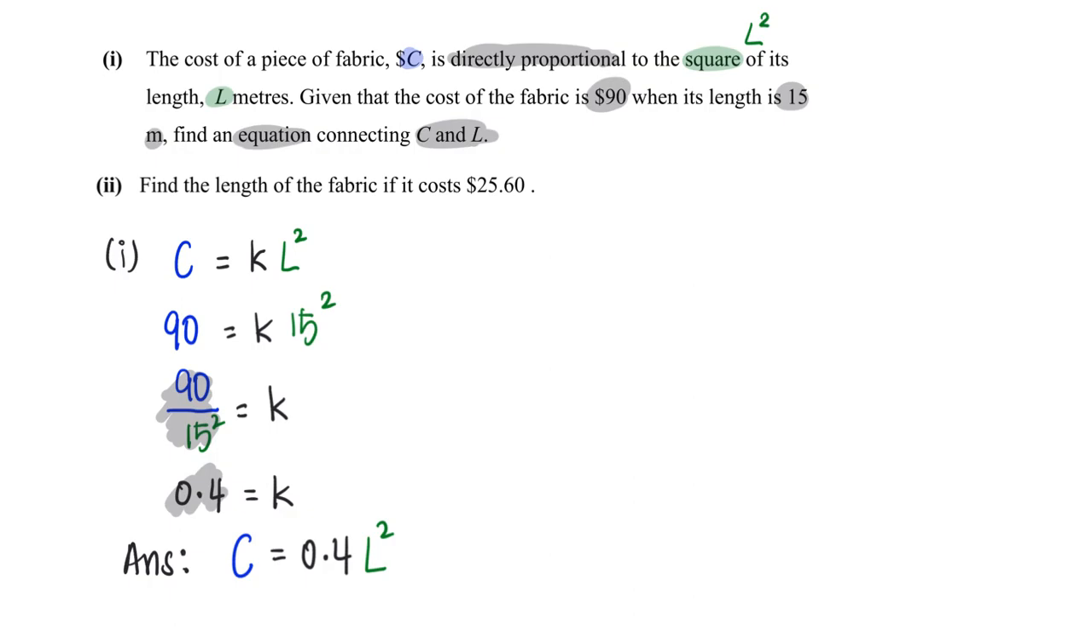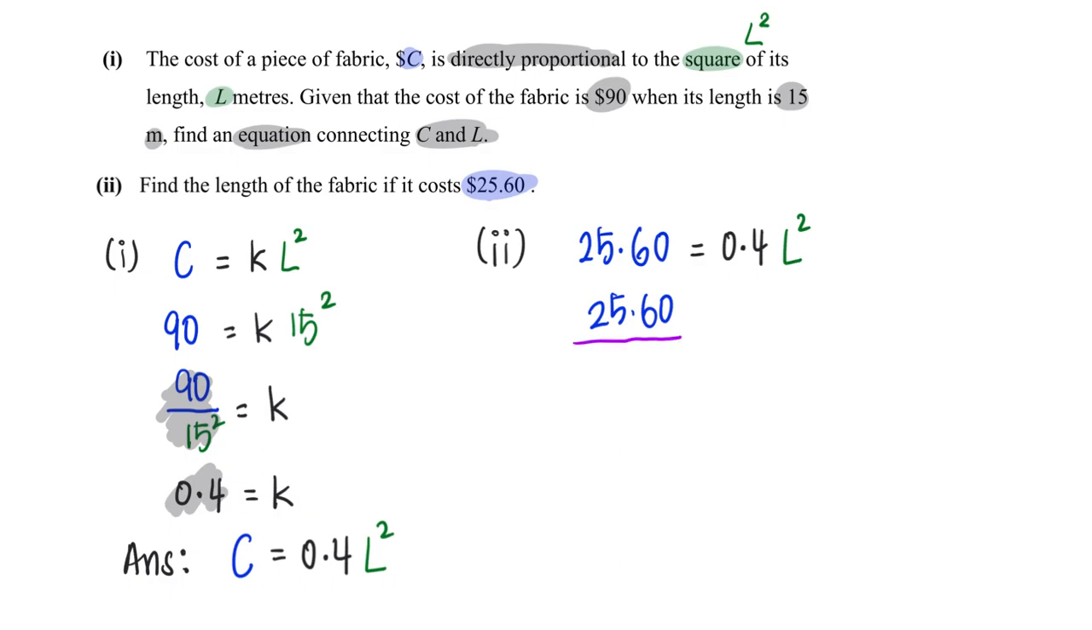And for part 2, find the length when the cost is $25.60. This means that the C, I'm going to rewrite it as $25.60. This is going to be equals to 0.4 times my L square. So from here I can gather that my 25.60, I'm going to divide by 0.4 in order for us to find the L square.